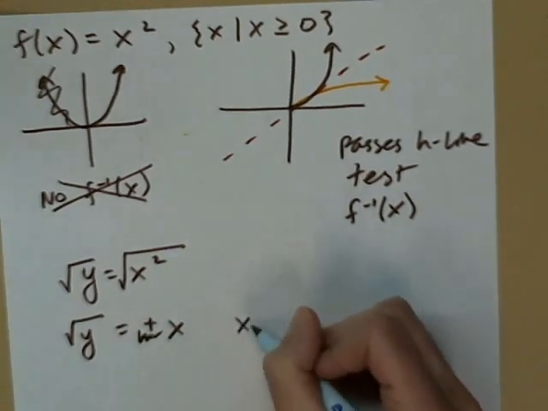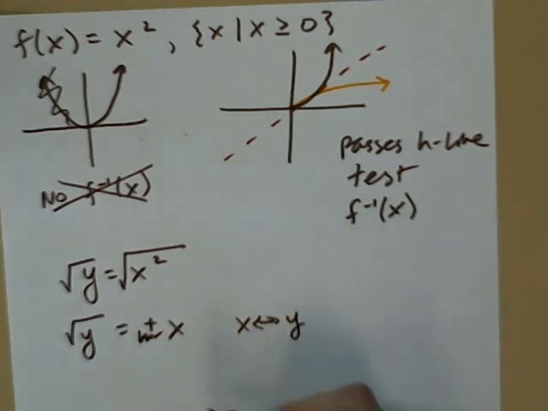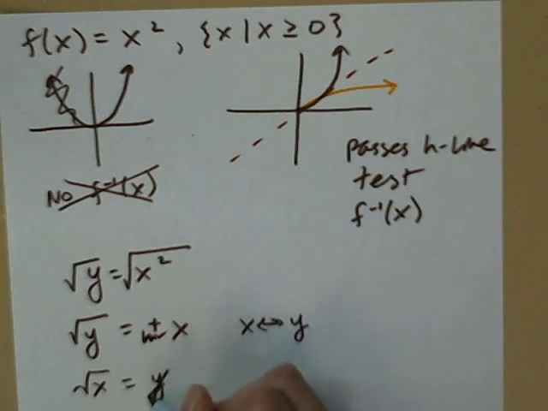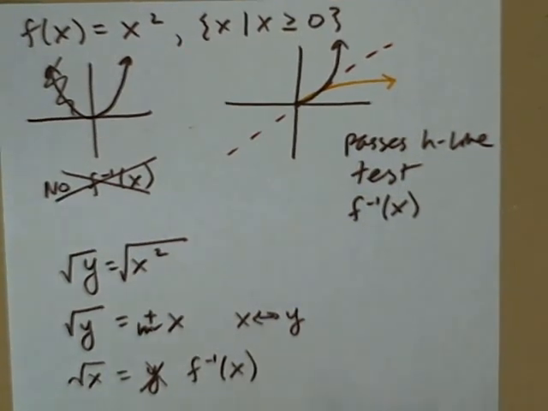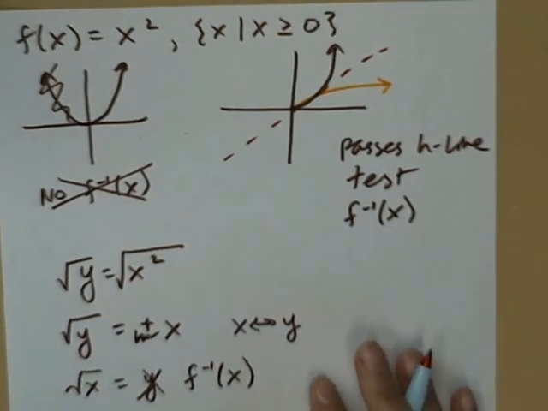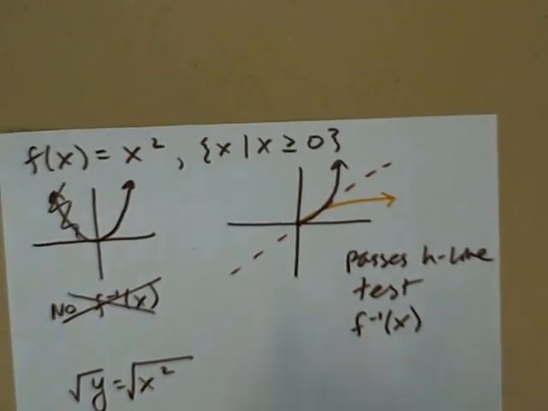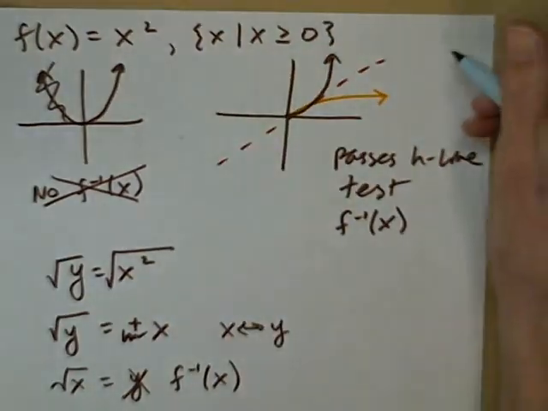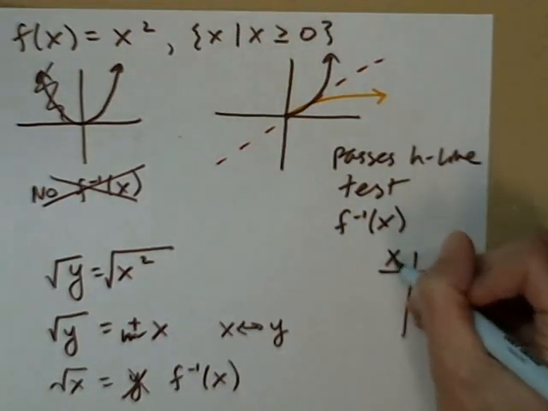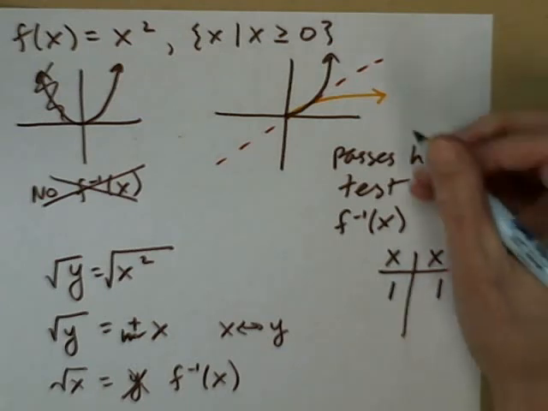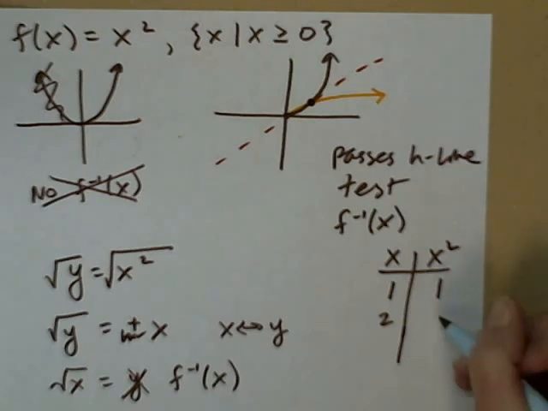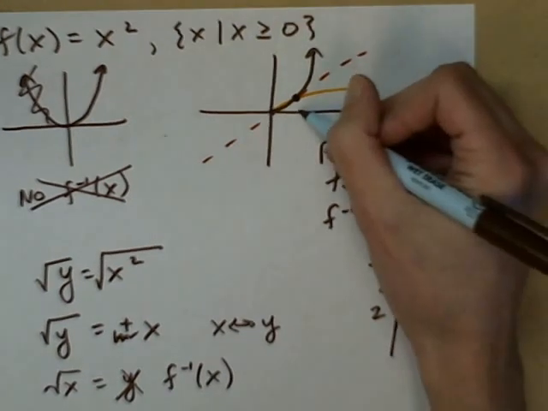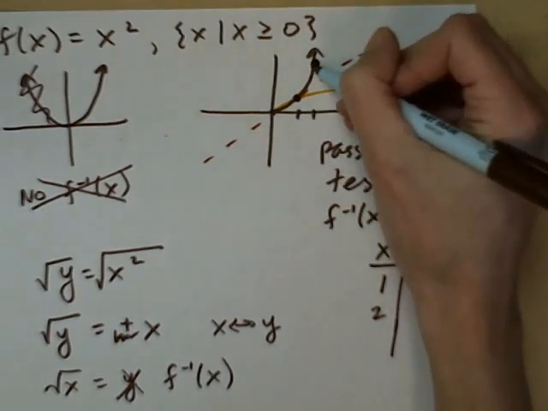I haven't done my x-y swap yet, though. So if I do my x-y swap, then the square root of x is equal to y, and we will call this instead f inverse of x. Let's take a look at some points on our graphs. I'm going to use brown first. On x squared, I have the point 1, 1. If I put 2 into that function, I have the point 2, 4.